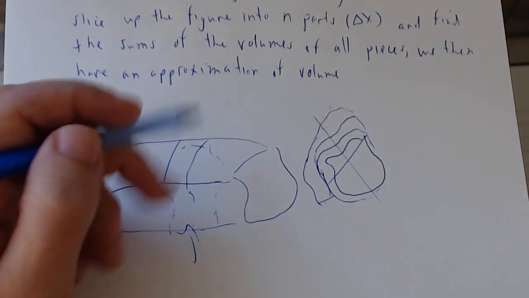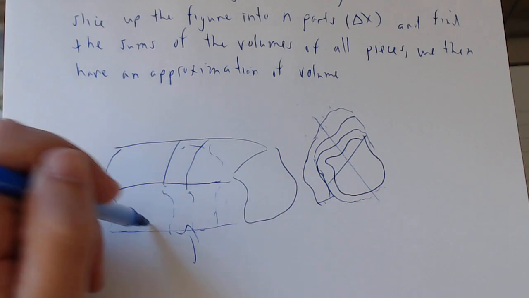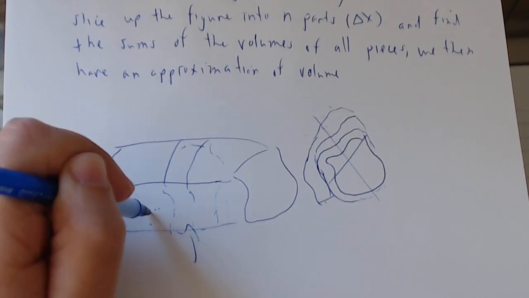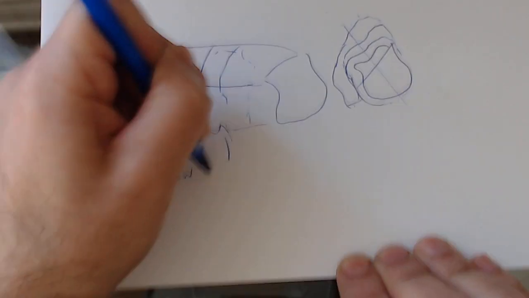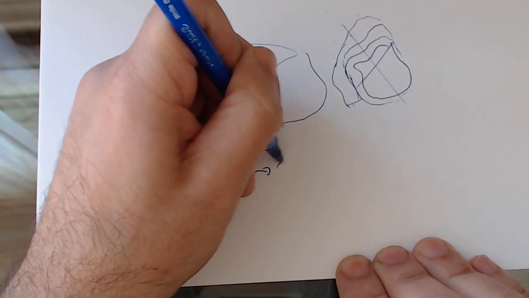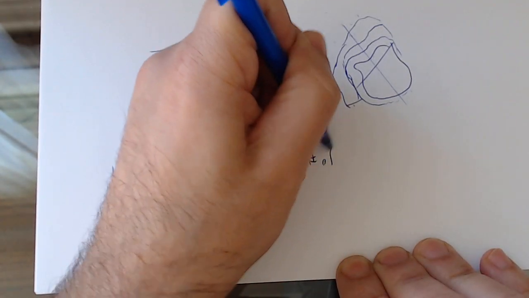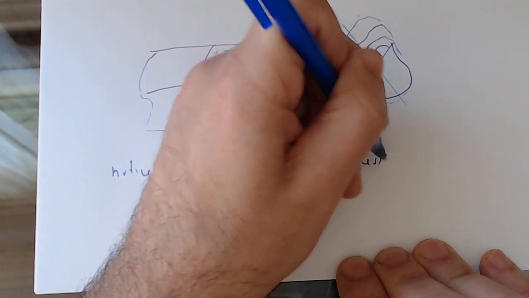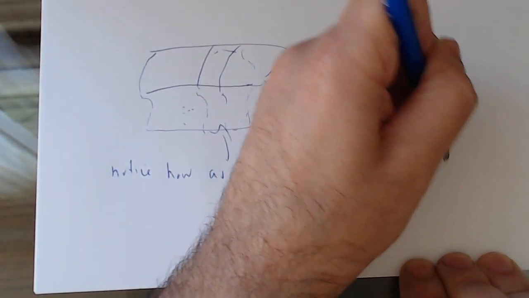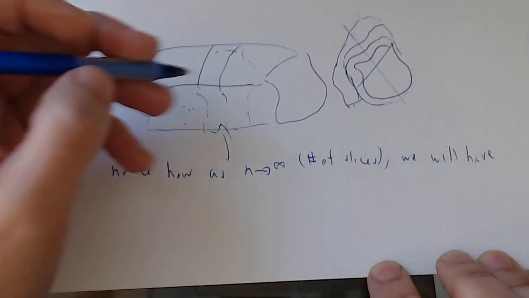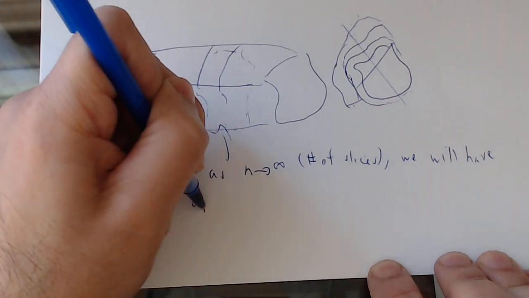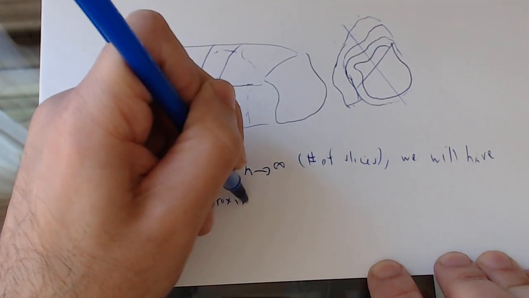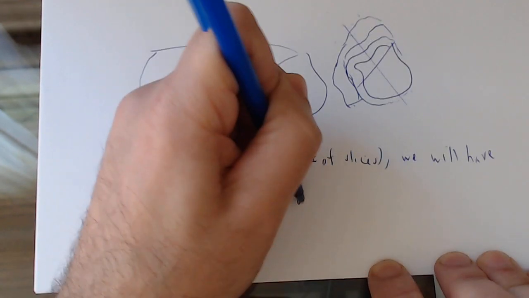So what do you notice? If I increase the number of slices I have for this guy, then I'm going to get a much better approximation of this. So in fact, what we could say is that, notice how as n approaches infinity, which is the number of slices, we will have a better approximation of volume.